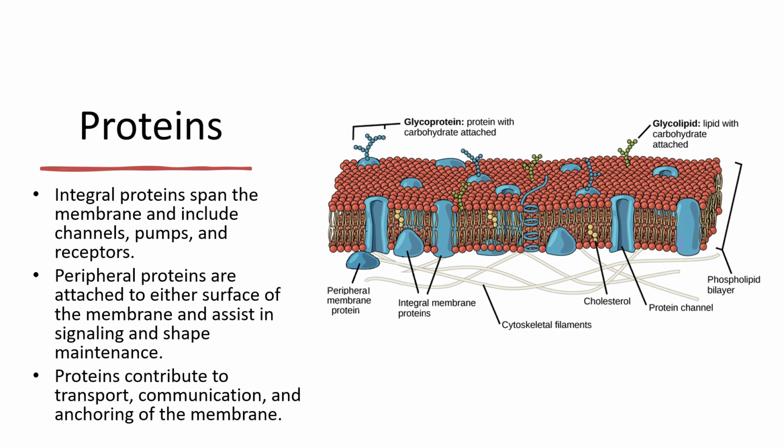Proteins embedded in or attached to the membrane perform many essential functions. Integral proteins span the membrane and include channels, pumps, and receptors that allow communication and material transport. Peripheral proteins found on the surface assist with cell signaling and maintaining the cell's shape.